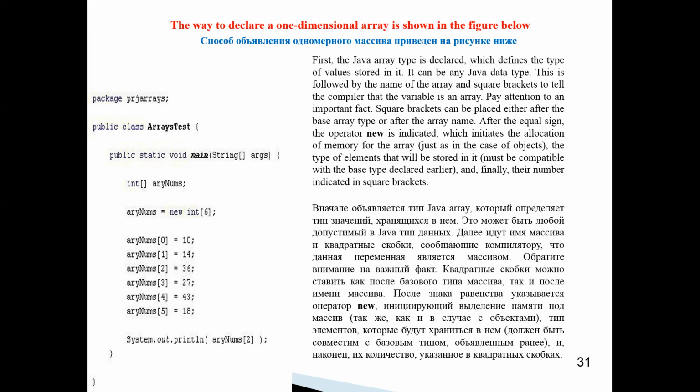After the equal sign, the operator new is indicated, which initiates the allocation of memory for the array, just as in the case of objects. The type of elements that will be stored in it must be compatible with the base type declared earlier. And finally, the number indicated in square brackets. Okay.